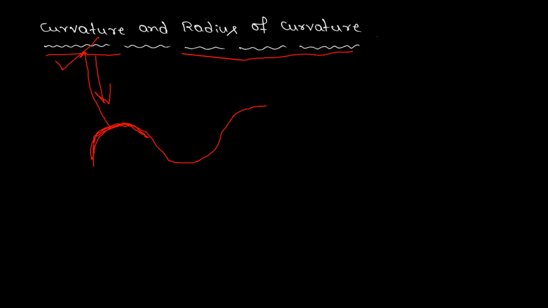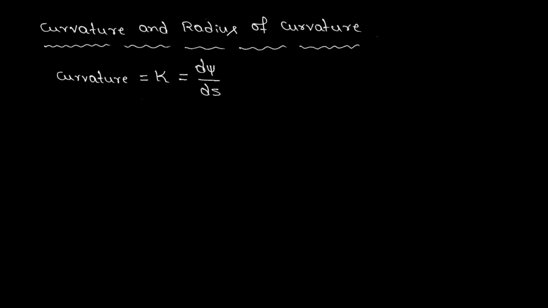Let us see the mathematical definition of curvature. Mathematically, curvature is represented by the symbol kappa, and it is given by d psi by ds, where psi is the angle and s is the arc length.